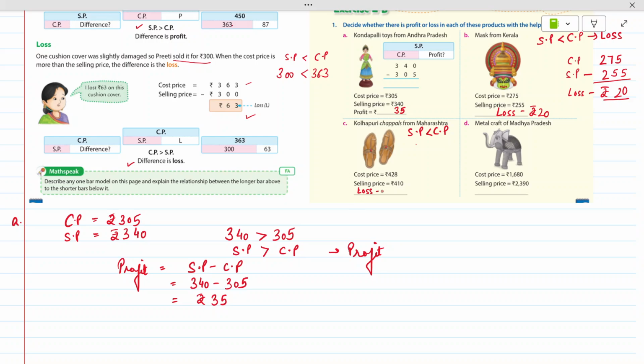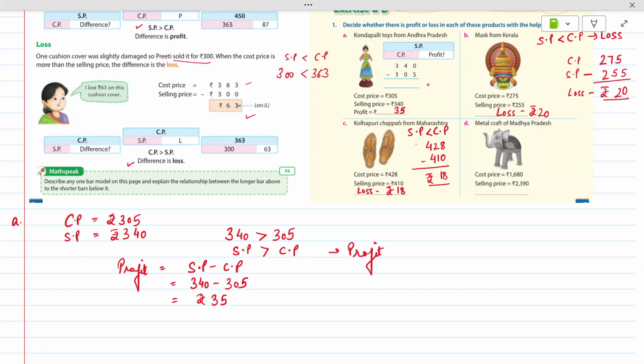And the amount of loss can be measured by the difference between these two. This is 428 minus 410, and this will turn out to be rupees 18. So there is a loss of rupees 18 here. I hope this is clear. What we have to do is see what the cost price and selling price are, and see which one is greater. So in all these cases, we have seen that in a few cases the selling price is less, and in one of the cases the selling price was more.